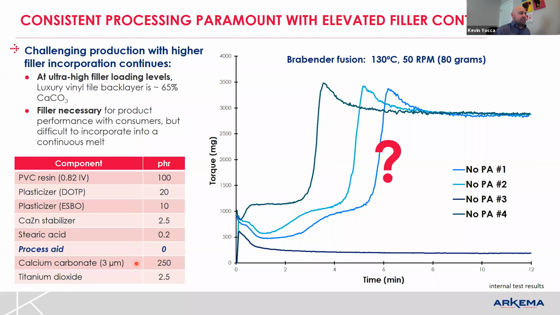Here is a very good example where, in a semi-rigid formulation, because you have plasticizer content, it should be easier to fuse because it's swelling the PVC, helping to break down and interact more easily, but you've added at least 250 parts of calcium carbonate. Now, when you do a fusion test, getting consistency from sample to sample, lot to lot, is a bit of a roll of the dice.